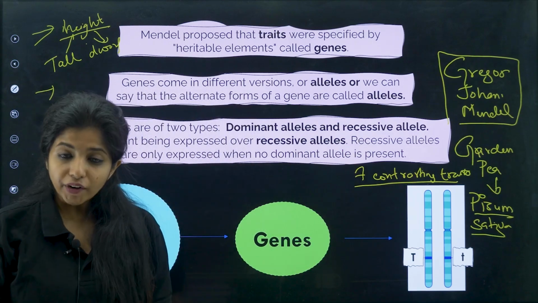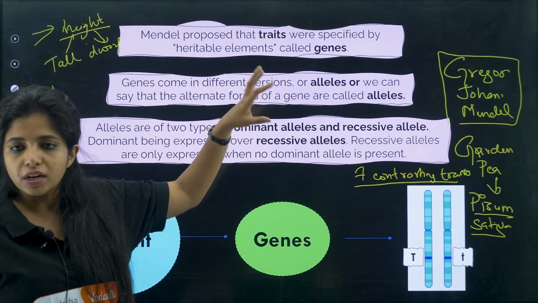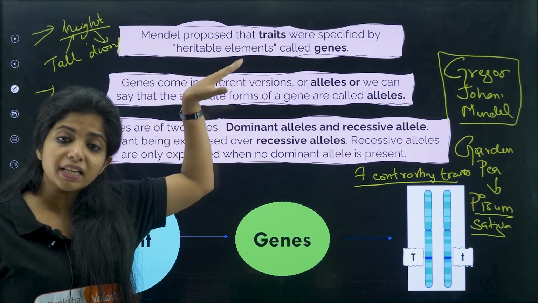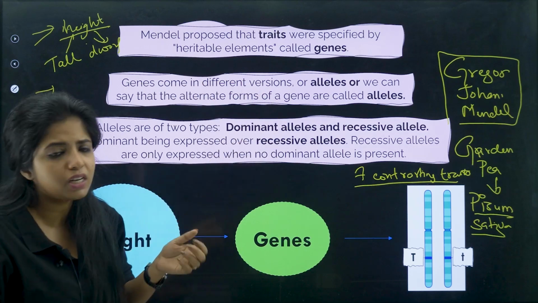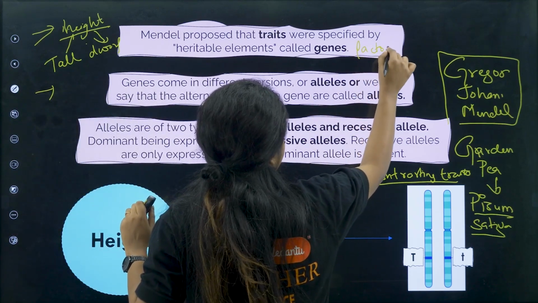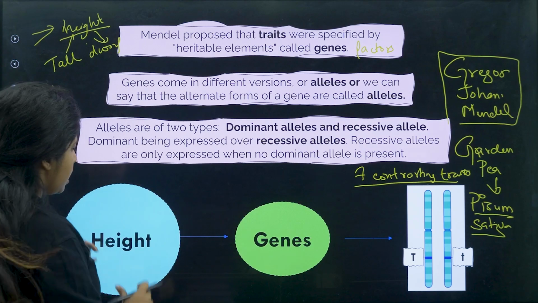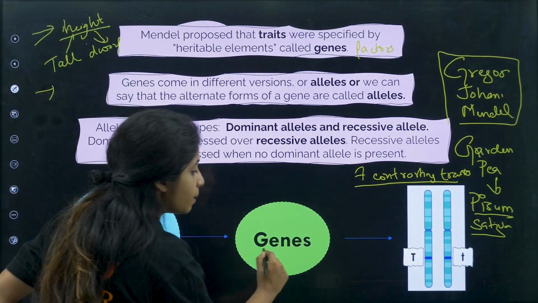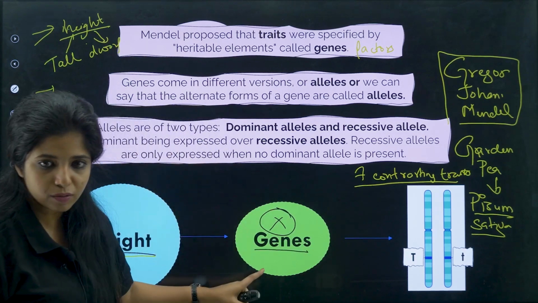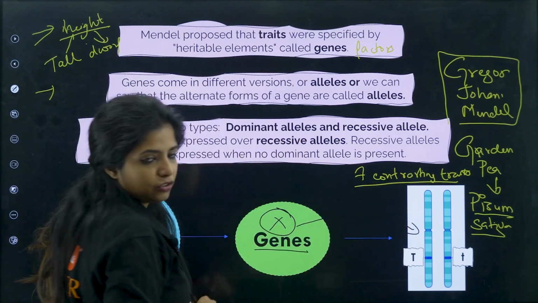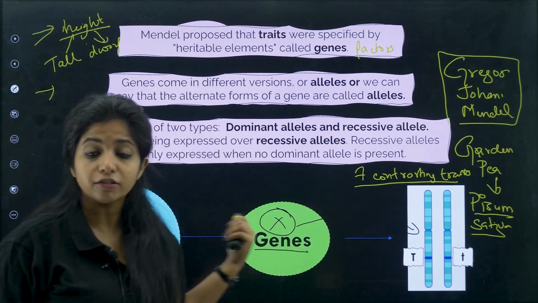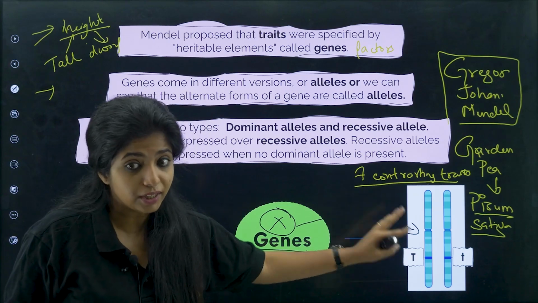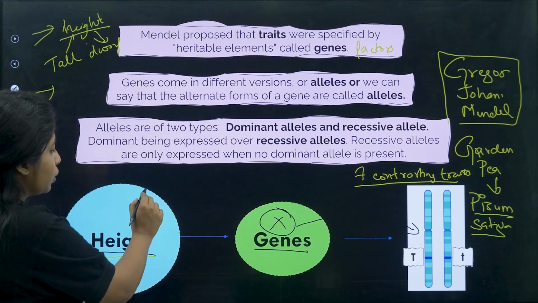Now, what did Mendel come up with in his findings? He said that all the traits you see, for example height, are specified by some heritable elements, which we know as genes. He didn't say genes, he called them factors. He said that this particular height is being coded by something in our genetic material. So it's not like you randomly get it; there is something in our genetic material that codes for a particular trait.